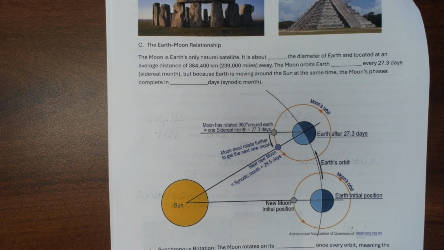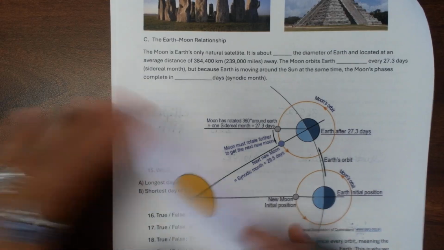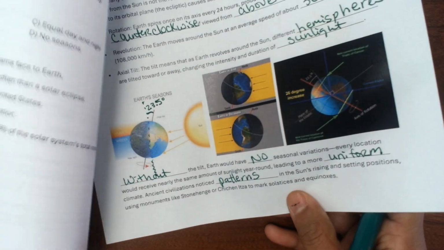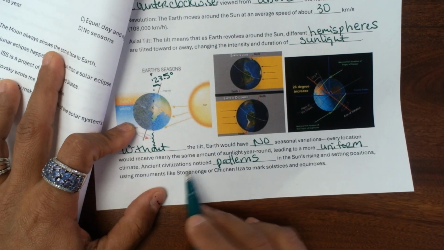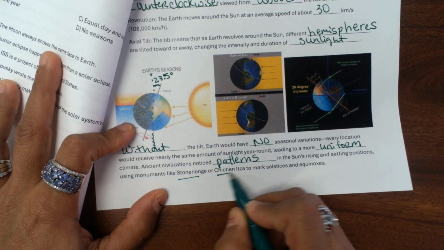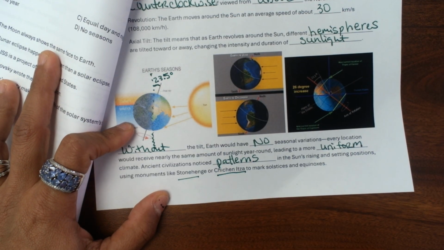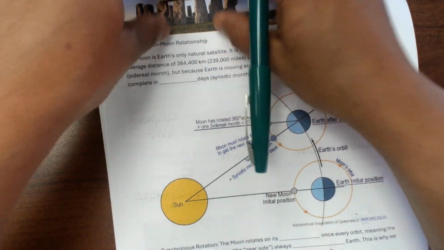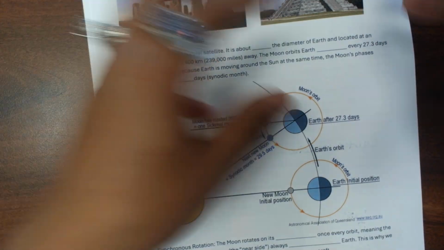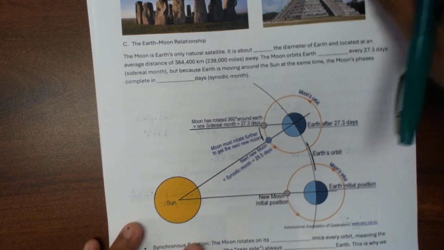Yes, I went ahead and posted those pictures here. Absolutely. So let me go back. Here, it says using monuments like Stonehenge or Chichen Itza marks their solstice. So showing we have more sun, it's the summer, less sun, it's going to be our winter.